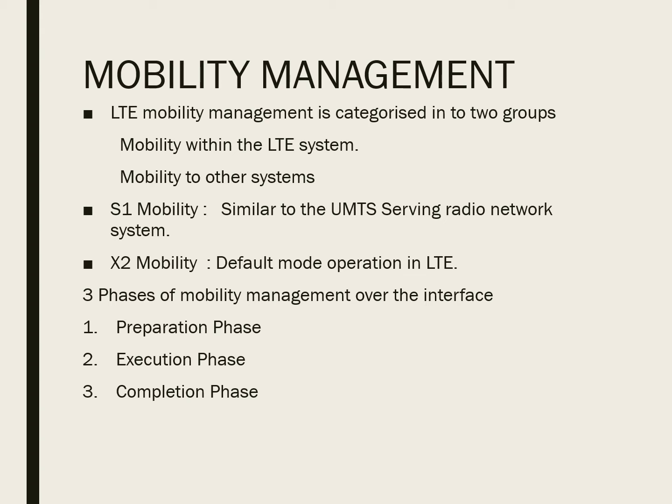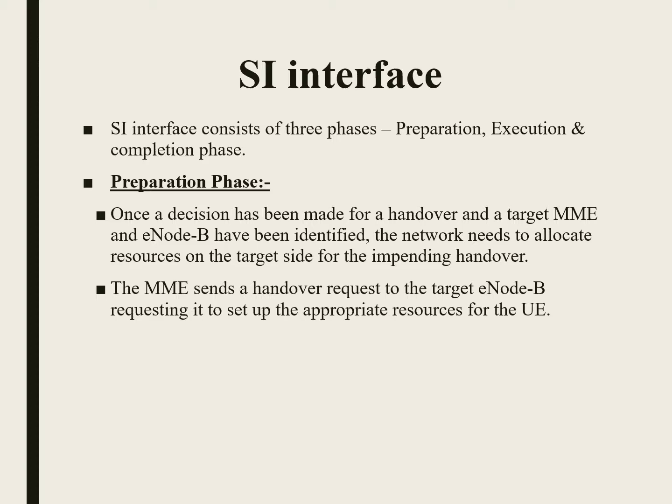Both mobility systems have three phases of operation, which we call the preparation phase, execution phase and completion phase. S1 interface consists of three phases: preparation, execution and completion. Preparation phase: once a decision has been made for a handover and the target MME and eNode have been identified, the network needs to allocate the resources on the target side of the impending handover.